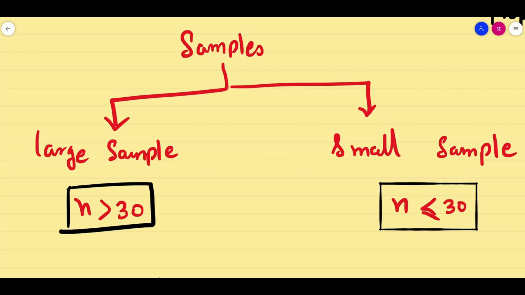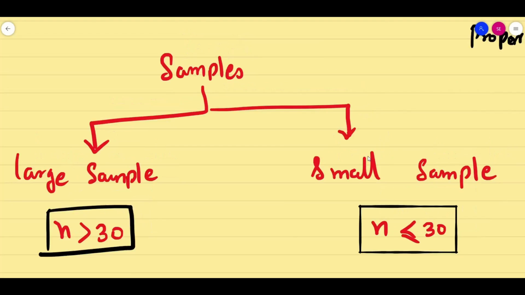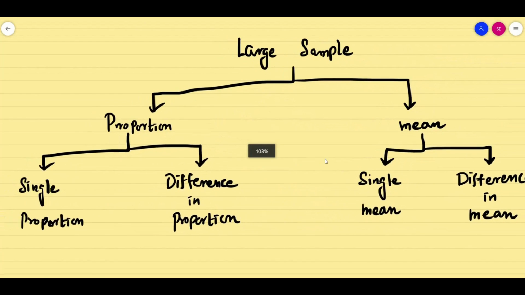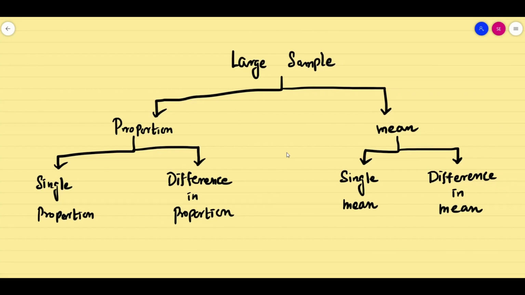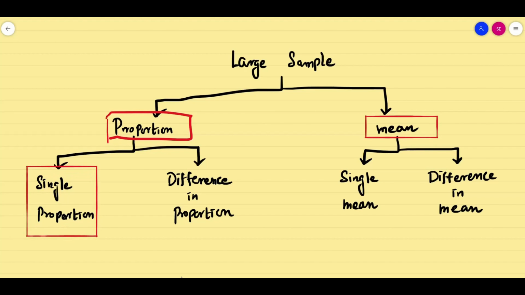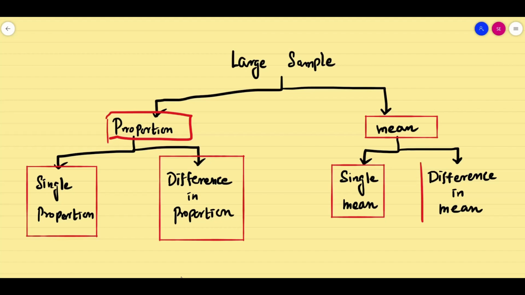So in the first part of the unit, we are going to deal with problems on large samples. In large samples, we are going to have problems on proportion and problems on mean. In proportion, we are going to see problems on single proportion and problems on difference in proportion. Similarly, for the mean, we are going to deal with single mean and difference of means. So let us go into the session and explore the problems.